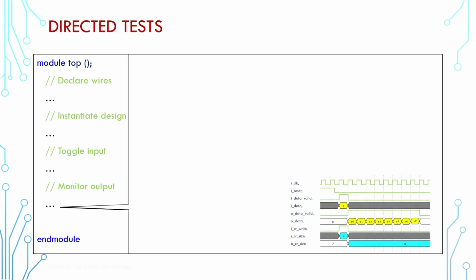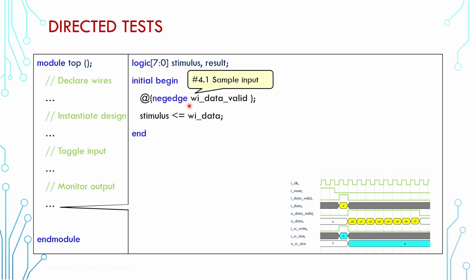Now let's look at the monitoring outputs. At the end of the day, we want to check the output data against the input data. So we have two variables here, one for the input and another for the output. For the input, we wait for the input data valid, then we can sample the input data. Pay attention that a non-blocking assignment is used here to sample the input data. It generally means always sample the data right before the trigger.